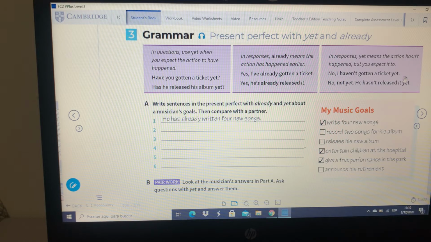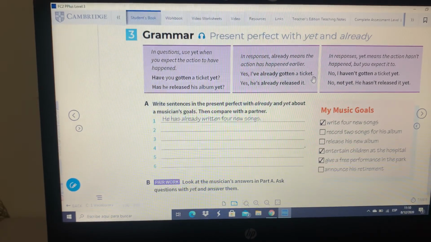Y vean que va al final de la oración. No, I haven't gotten a ticket yet. No, no lo he comprado todavía. No, not yet. He hasn't released it yet. Esa es otra forma de decirlo. No, no todavía. Si yo digo no, not yet, es perfect. Esto podría ser una respuesta nada más, pero aún le puedo agregar esto otro. He hasn't released it yet.